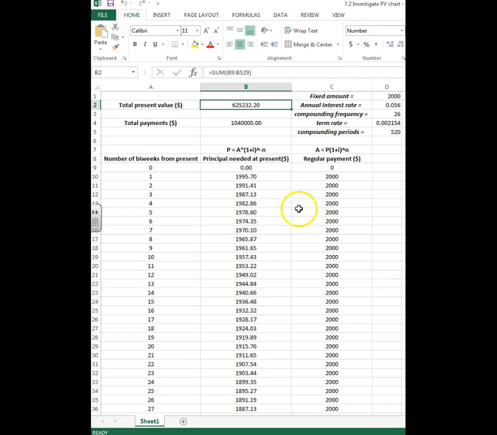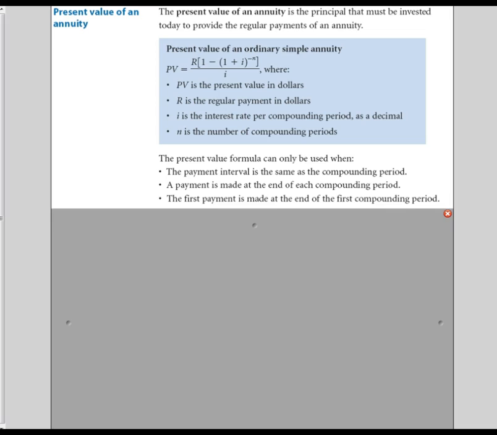So let's go back here and sum up this formula. Here's the present value of an annuity formula. The total of all of those investments at present gives this value. R is the regular payment in dollars, PV is that present value, i is the interest rate for the compounding period as a decimal, n is the number of compounding periods.